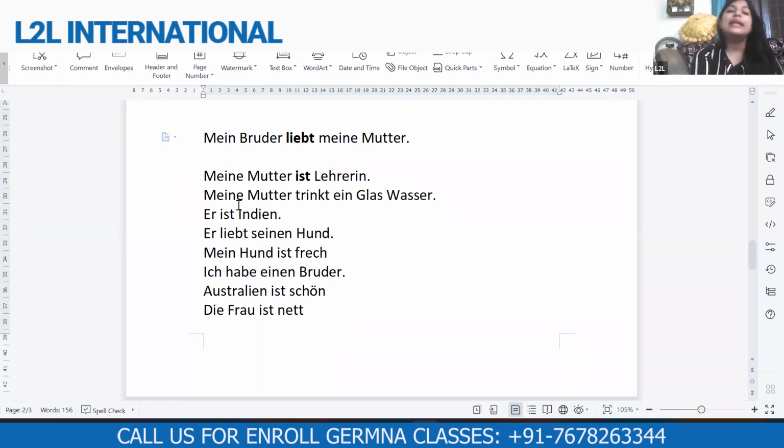Have this in mind. Then, meine Mutter trinkt ein Glas Wasser. Samriddhi, accusative or nominative? See the action and see if we have a direct object or not. Always see the action and see if we have a direct object or not. Nominative. Okay, Ashwin, what do you think? Nominative. Okay, and Sana? Accusative. If it is accusative, then who is the subject here, Sana?